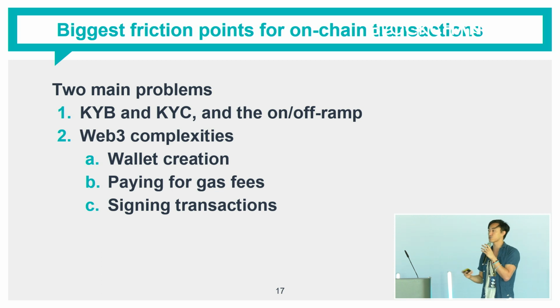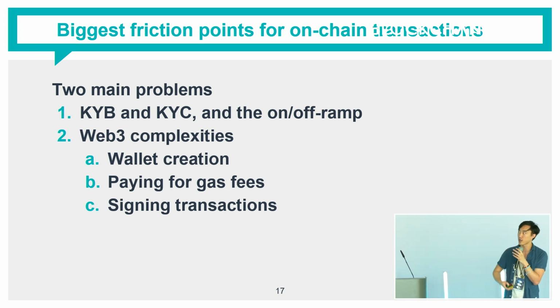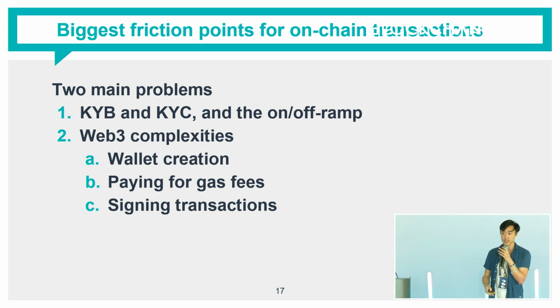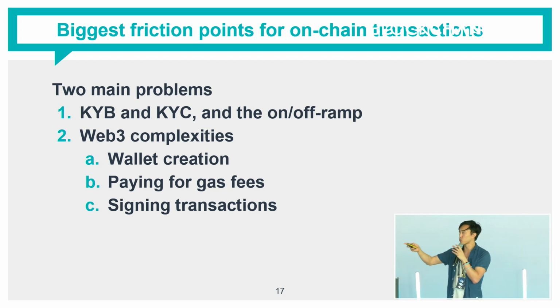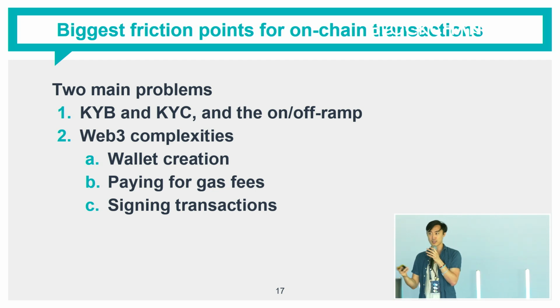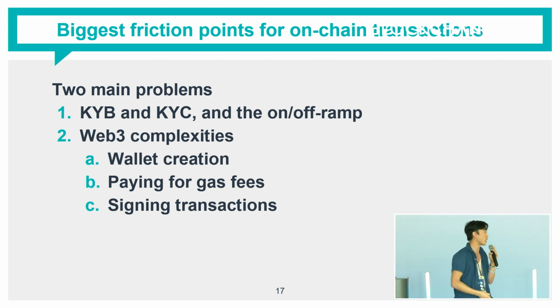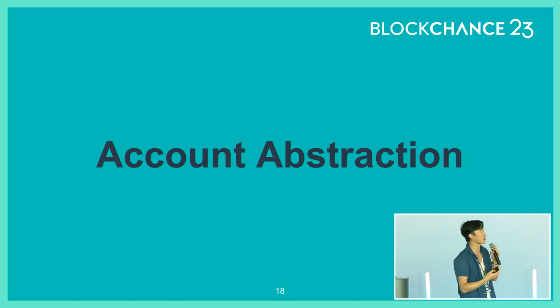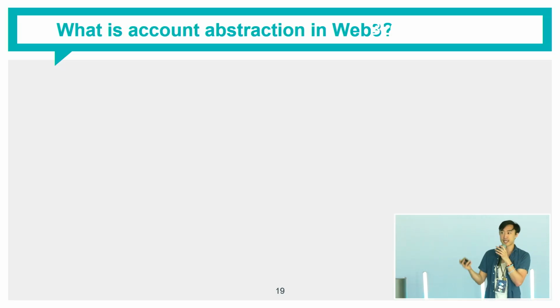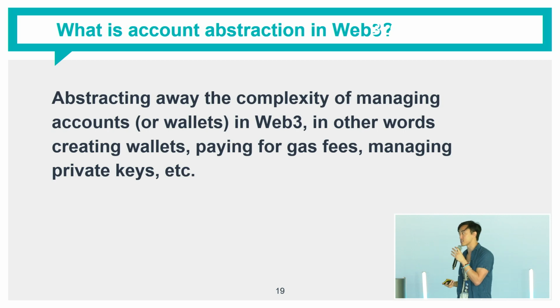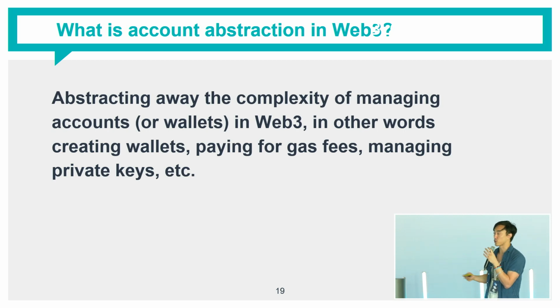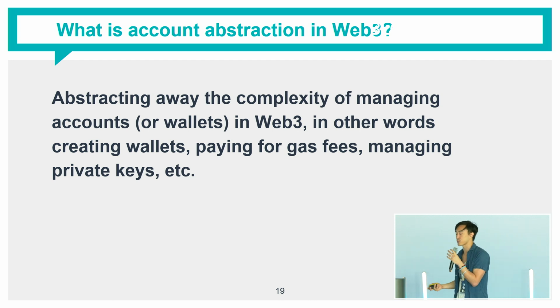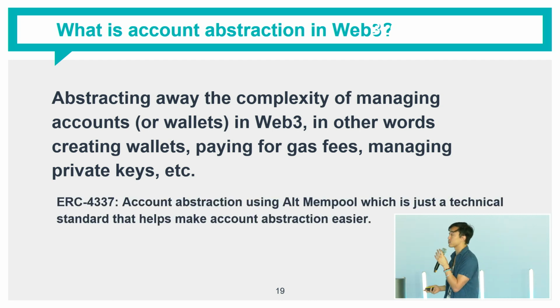And the second is really all these Web3 complexities: wallet creation, paying for gas fees, signing transactions, which we'll probably tackle the second part first because there's a topic in the Web3 community right now which is very popular, which tackles all of this, and that's account abstraction. Following what we've already learned about abstraction, account abstraction is very similar, right? It's just abstracting away the complexity of Web3, right? In other words, creating wallets, paying for gas, managing private keys, all of that is hidden away from the user.